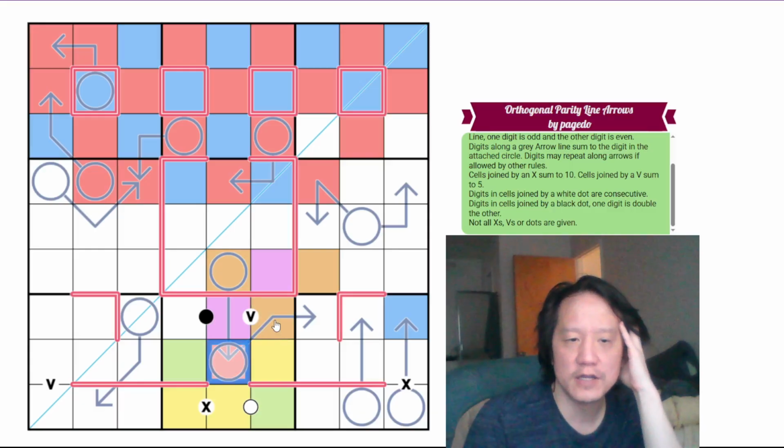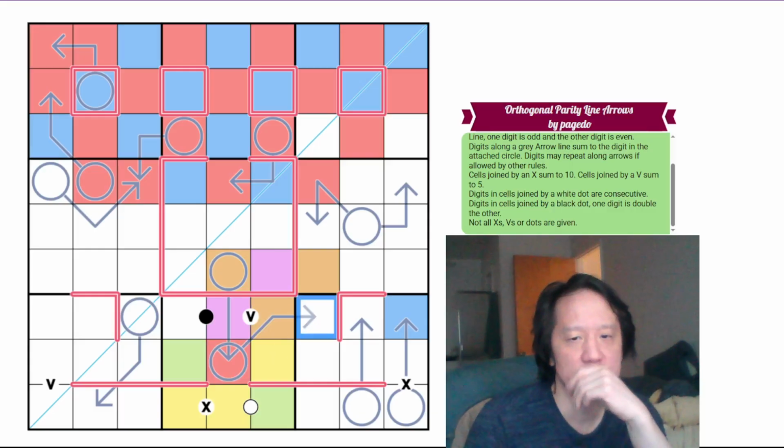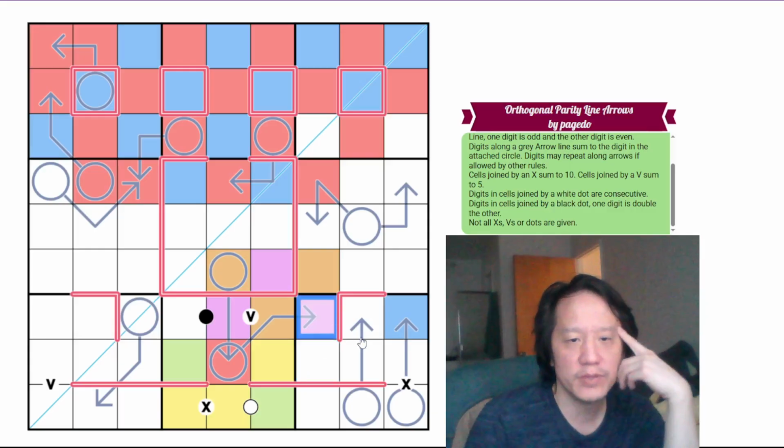This is odd. It must be the sum of an odd and even, and we know pink is one of them and orange is the other. So if this is orange, orange, that's the same parity, and this would be even. So this must be pink then. Pink must be opposite of orange here, so that's orange. Orange must be opposite of pink here because of the orthogonal parity line.